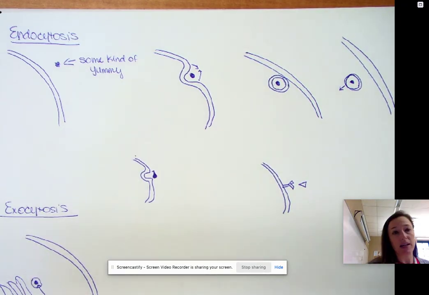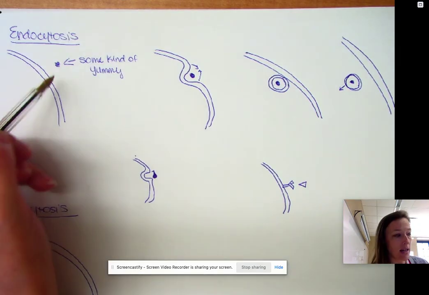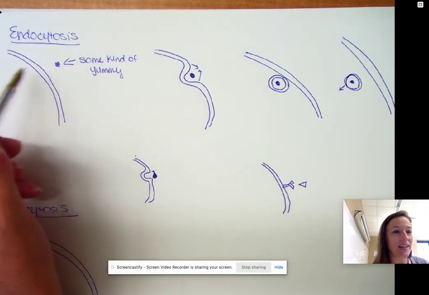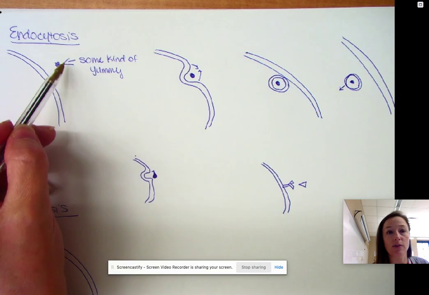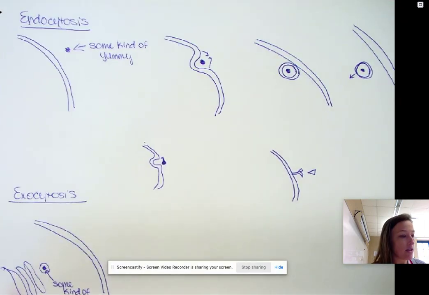And I say this is some kind of yummy. This is also how your macrophages get rid of bacteria. So this could be some kind of yucky. This could be a bacteria, and this is one of your immune cells that's going to gobble it up and kill it. There are 3 types.